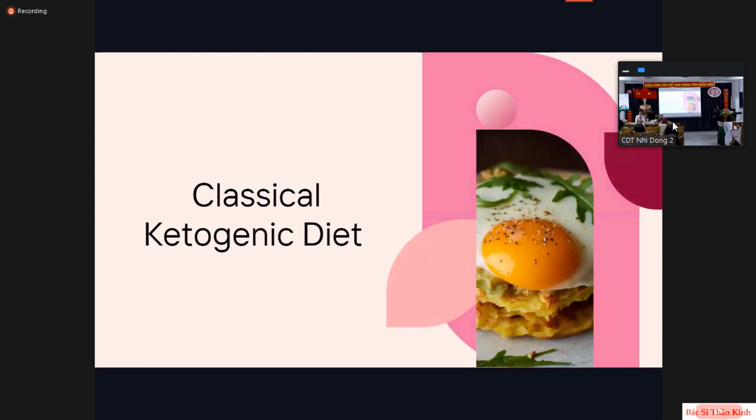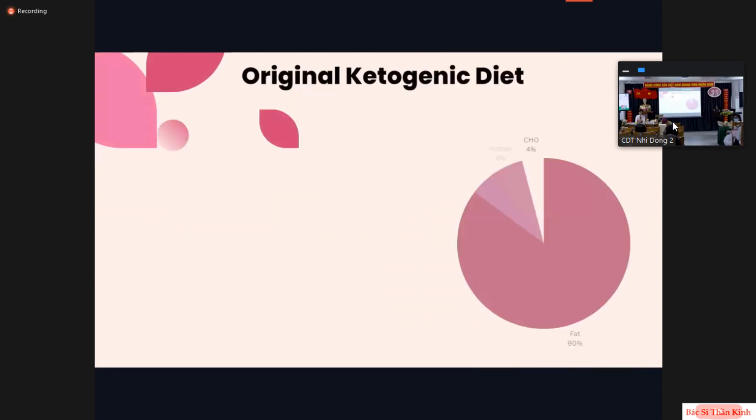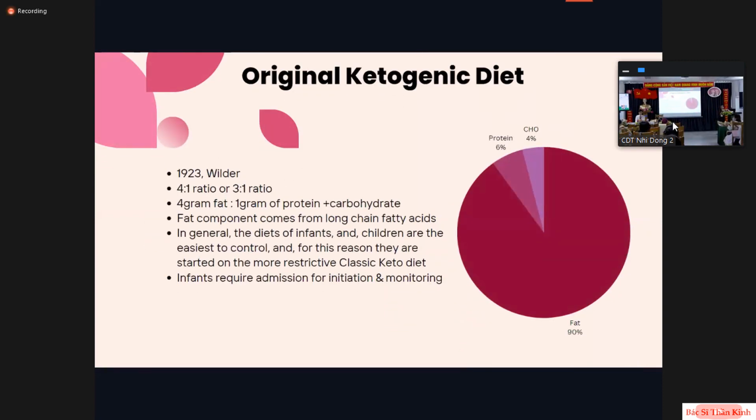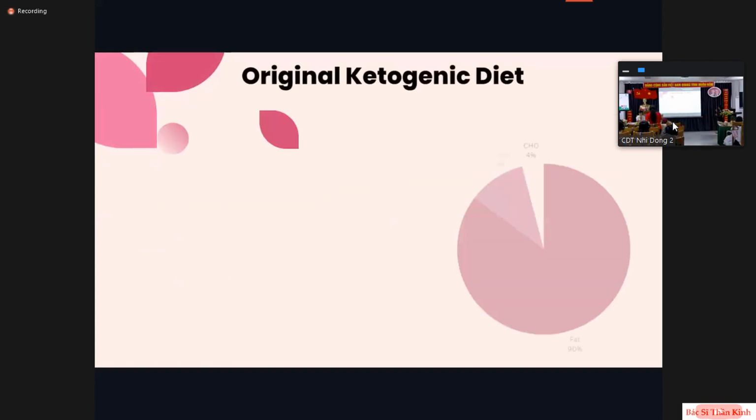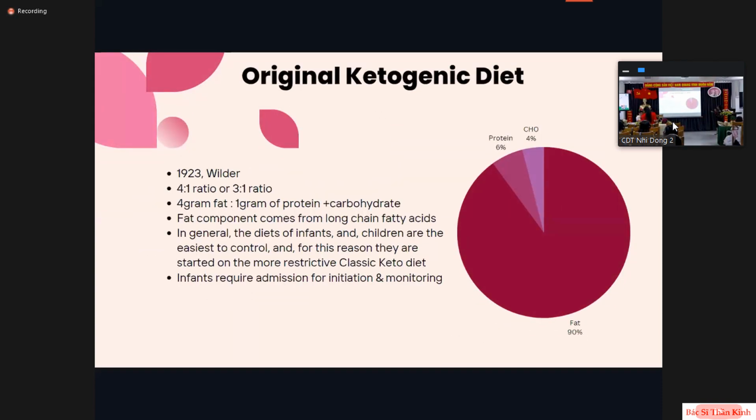So we'll start off with the classical ketogenic diet, which was first introduced by Wilder in 1923. Essentially, a classical KD means either a 4:1 ratio or even a 3:1 ratio. So what does this ratio mean? It means simply 4 grams of fat to 1 gram of protein and carbohydrate. You can see that the fat composition is extremely high at about 90% of the diet.